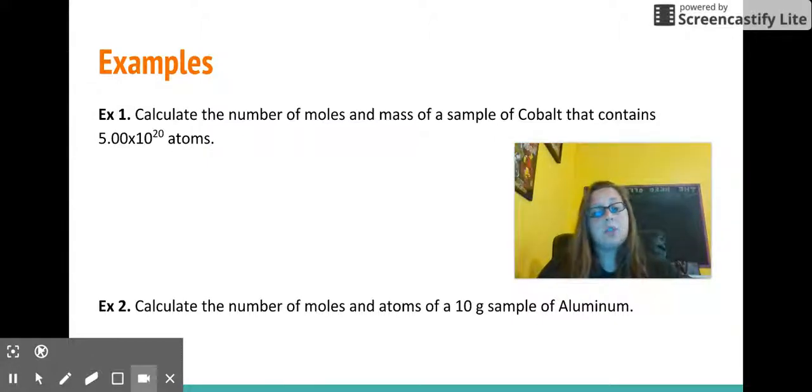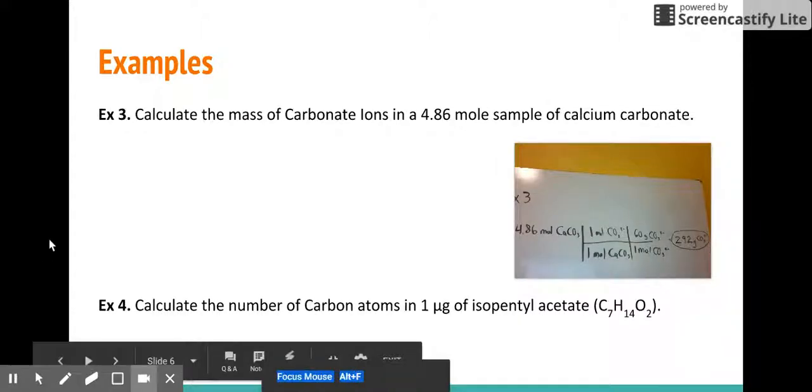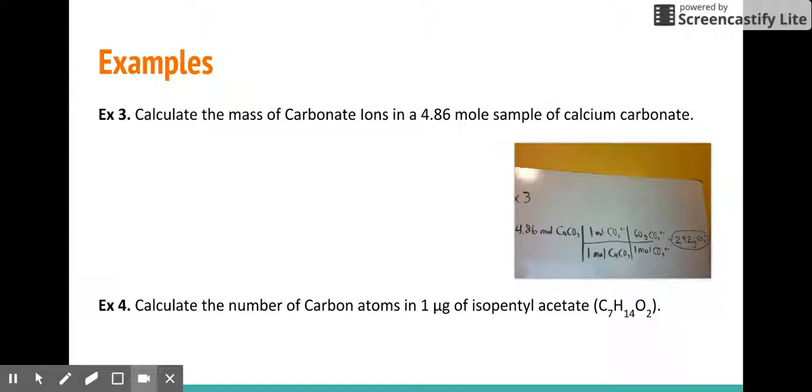Now I want you guys to do example 2 and have it for class tomorrow. Now for this next one, this is where the mole-to-mole relationship is going to come into play. We want to figure out the mass of just carbonate ions in a sample of calcium carbonate. We're going to start with the information of the calcium carbonate it gave us, so 4.86 moles of calcium carbonate. And since we have moles of this whole compound, we need to figure out how many moles of just the carbonate ion is present there. This is where our mole-to-mole relationship is going to come into play.